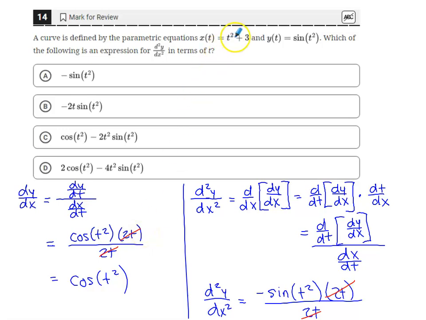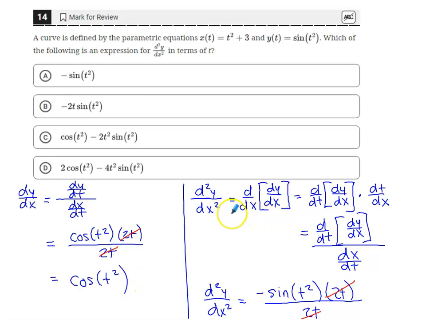And then the derivative of x of t is a little nicer. I'm going to get 2t. And what's really nice here is those 2t's, because there's no addition or subtraction present in the top or bottom of this fraction, those 2t's are going to be able to cancel with each other. And so this dy dx, the first derivative of y with respect to x, simplifies to cosine of t squared.